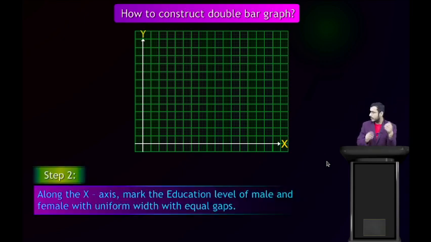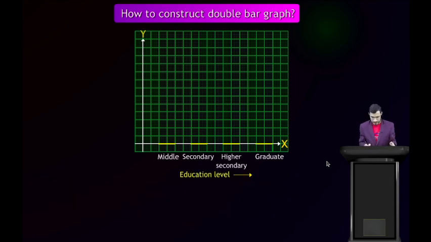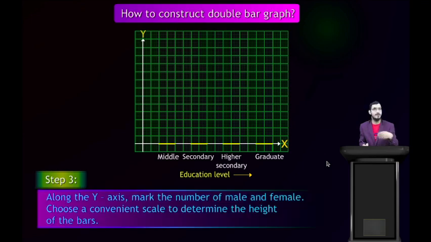Now the second step: along the x axis, mark the education level of male and female with uniform, equal gaps. Now you can see here the education level, and along the y axis, mark the number of male and female. Choose a convenient scale to determine the height of the bars.